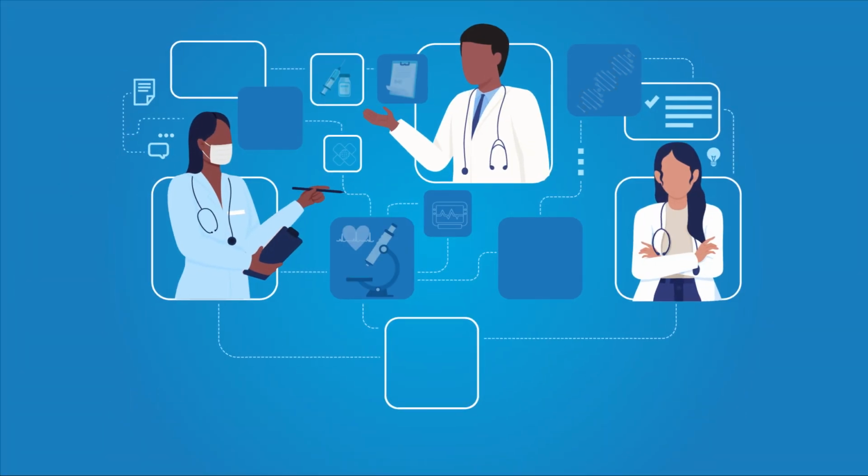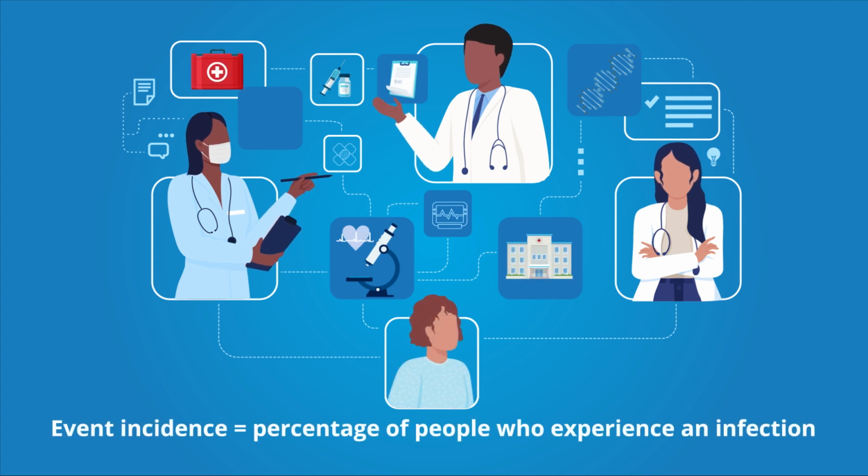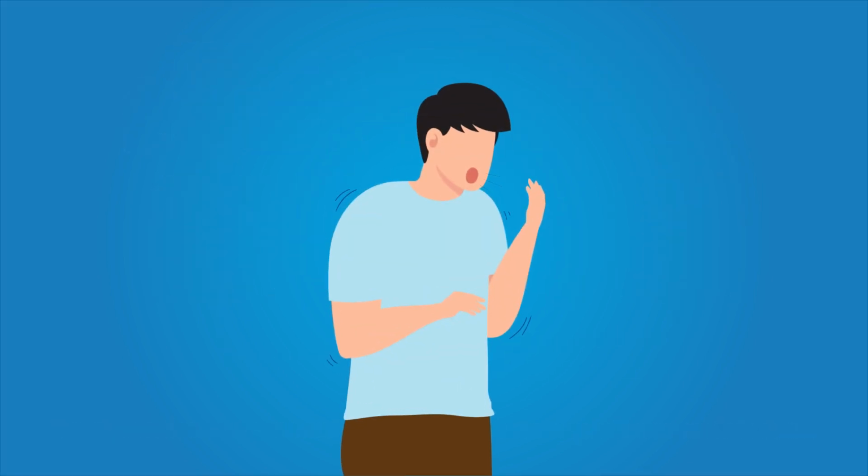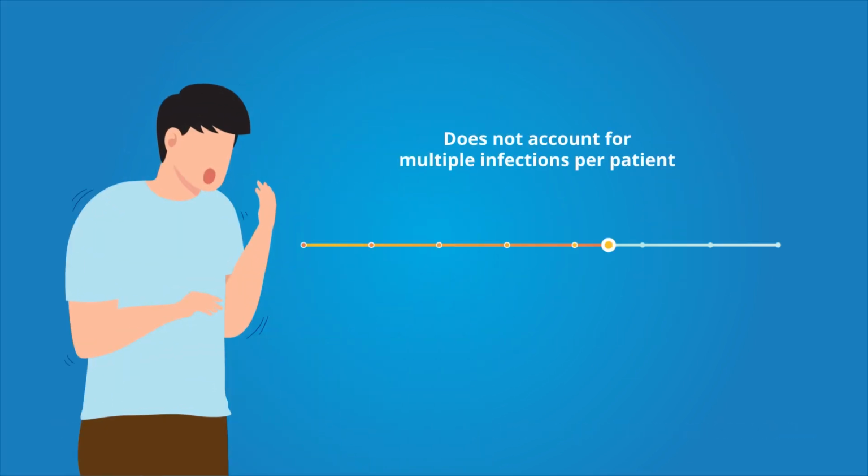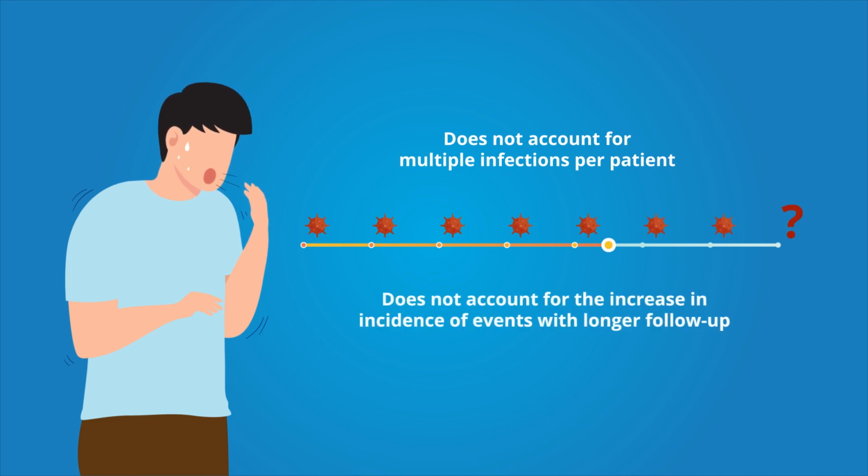Most clinical trials report event incidence, that is, the percentage of people who experience an infection. However, this metric does not factor in the possibility of multiple infections occurring per patient, nor does it account for the increase in incidence of events with longer follow-up, which could confound comparisons across trials of different durations.